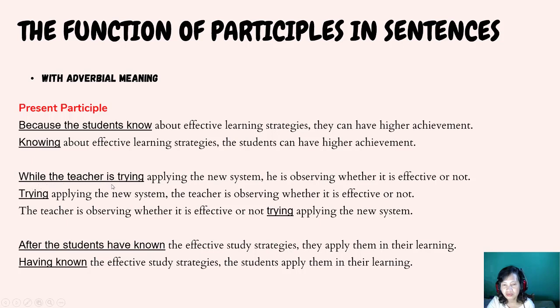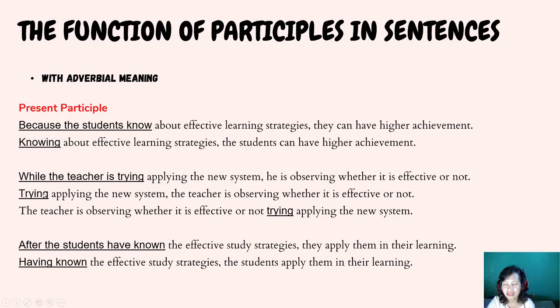While the teacher is applying the new system, he is observing whether it is effective or not. So "he" here also refers to the teacher, the same subject. So you put it like this: the conjunction, the subject, and the "to be" are omitted, and you have "trying, applying the new system."